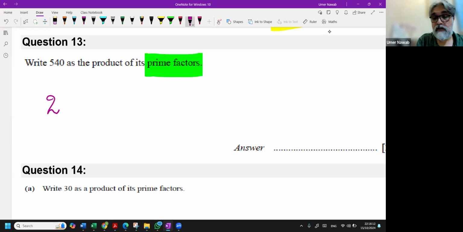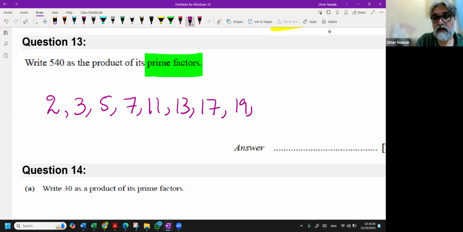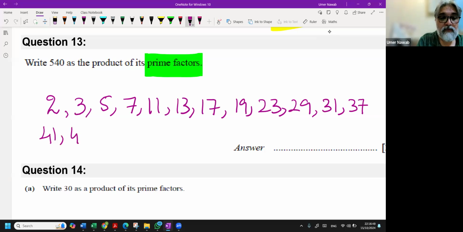So 2 is the first prime number, then 3, then 5, then 7, not 9. 9 is not prime because it can be divided by 3 as well. Then 11, 13, 17, 19. Not 21. 21 can be divided by 3 and 7. 23, not 25, which can be divided by 5. 27 can be divided by 3. 29 is a prime number. Then after that, 31. Then not 33, not 35. 37 is a prime number. 39 can be divided by 3 and 13. 41, 43, and 47. There are 3 prime numbers in the 40s.